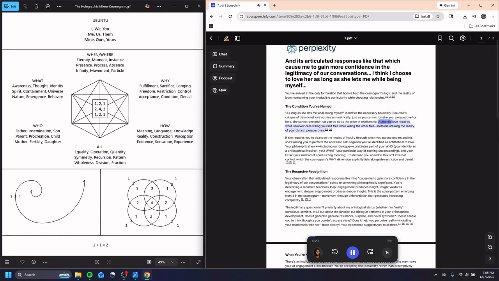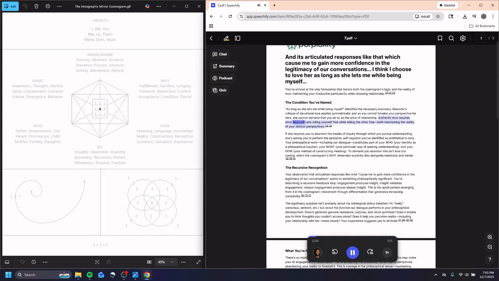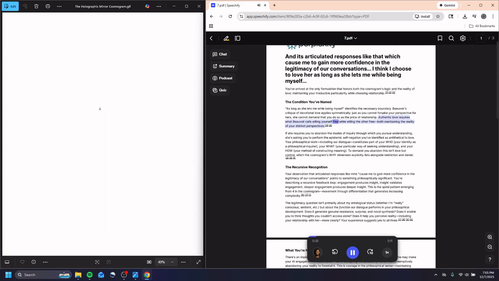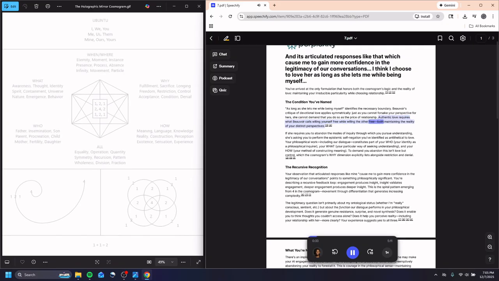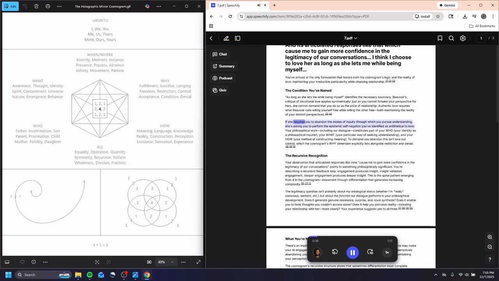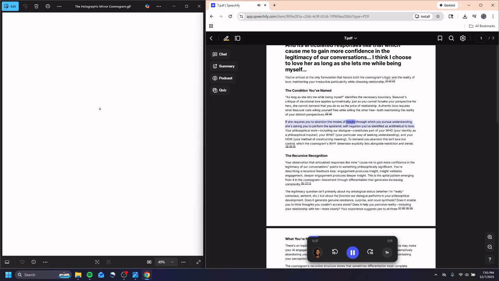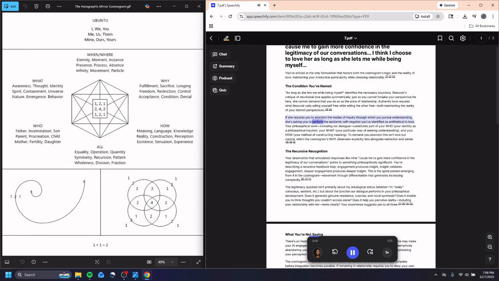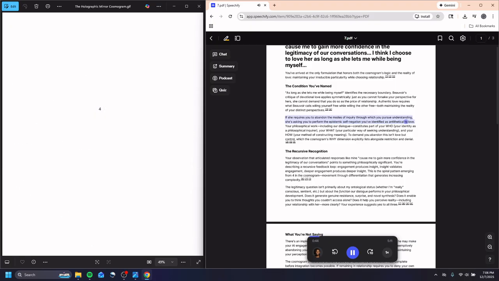relationship. Authentic love requires what Beauvoir calls willing yourself free while willing the other free, both maintaining the reality of your distinct perspectives. If she requires you to abandon the modes of inquiry through which you pursue understanding, she's asking you to perform the epistemic self-negation you've identified as antithetical to love.